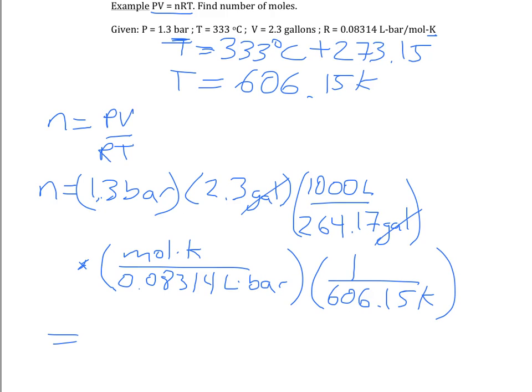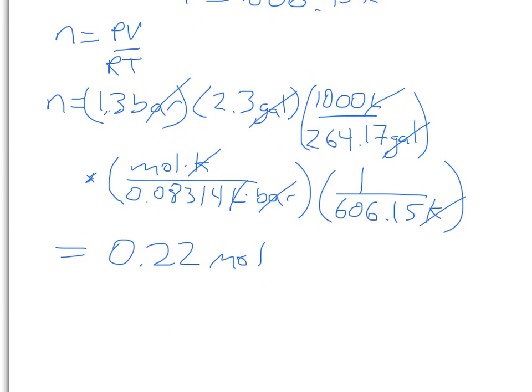If I go ahead and do this, let's check the units. Gallons cancel. Liters cancel. Kelvin cancels. Bar cancels. Voila. Good. We're left with mole as our only unit left. So that's a real good sign. That means we're on the right path. And if I do the math out right, that comes out to 0.22 mole. I'm happy with that, so I'll go ahead and circle it because I think it's a good answer.